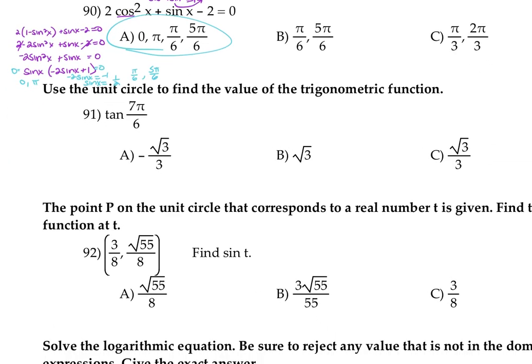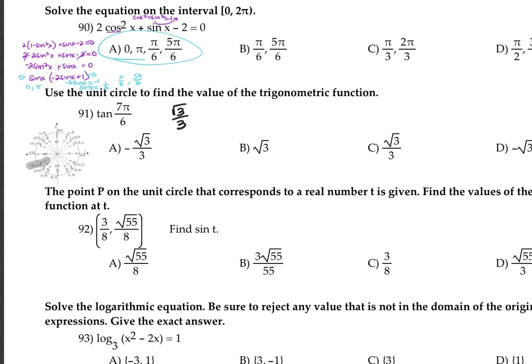91 says use the unit circle to find the value of the trig function. So again, reminder, you're going to get a reference sheet that will have your unit circle on it. So if I'm looking for the tan at 7 pi over 6, I go to 7 pi over 6. Hopefully you remember your tangents at over 6s are root 3 over 3, and that's in the third quadrant, so it's going to be a positive root 3 over 3.